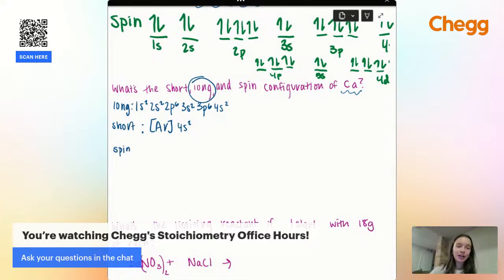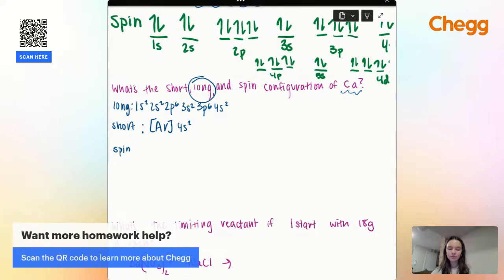I'm not going to ask you to figure out how to put those up and down spins in the chats, but I want you to tell me how many up spins there are and how many down spins there are going to be for this calcium spin configuration. So you've got about 20 seconds left now. How many up and down spins are there going to be for calcium in its spin configuration? About 5 more seconds. 3, 2, 1.